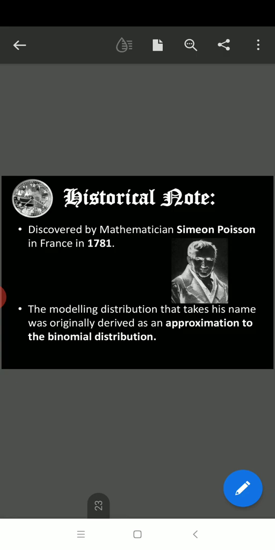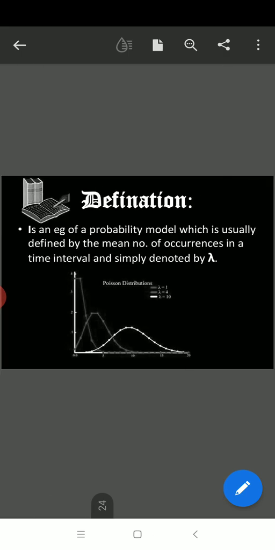The French mathematician introduced this concept in 1781. It's an extension, an approximation to the binomial distribution. He did some approximation in the binomial distribution. The Poisson distribution is used when the occurrences are independent, the chance of occurrence of a random experiment is independent, the occurrences are random, and the probability of occurrence is constant over time. In these three cases, we use the Poisson distribution.